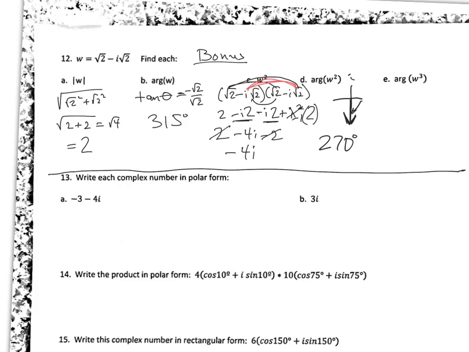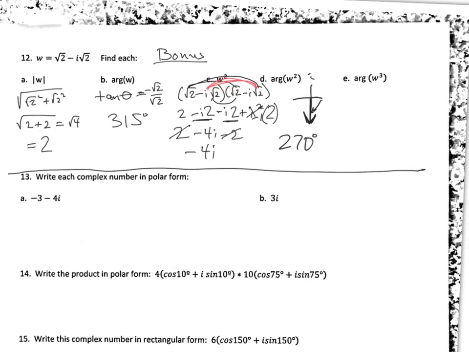Now, the argument of W to the third, here's a trick on this. We didn't calculate W to the third, and I don't think that's a good idea. Let's see if we can figure out a pattern. Since they've led us through this progression, there must be some sort of pattern. The argument of the first one was here, 315 degrees. The argument of the second one, which was W squared, was 45 more degrees in this direction, so we're spinning it down. So if we keep going and do the argument for W to the third, it would end up right here. So that is 225 degrees.